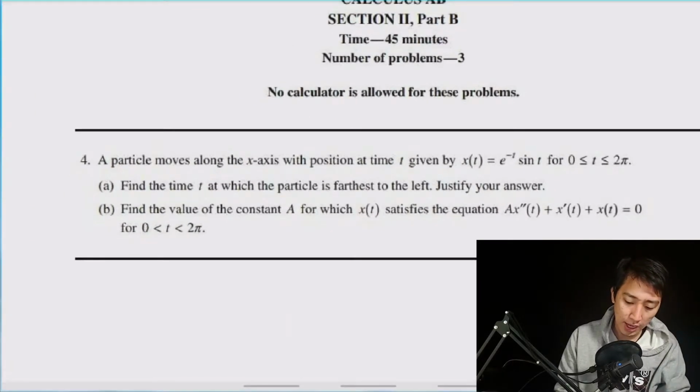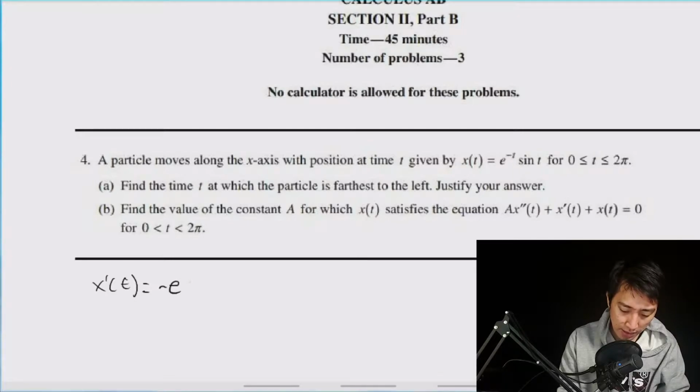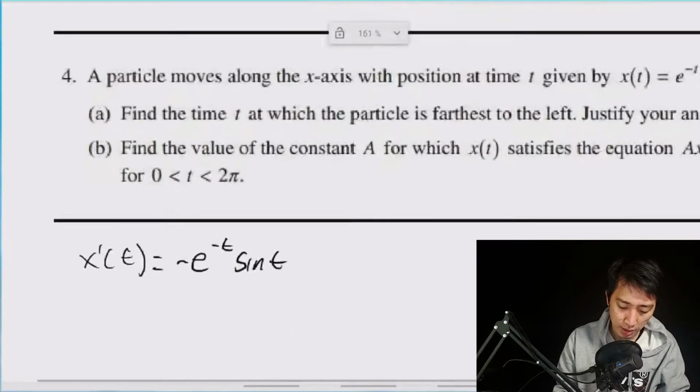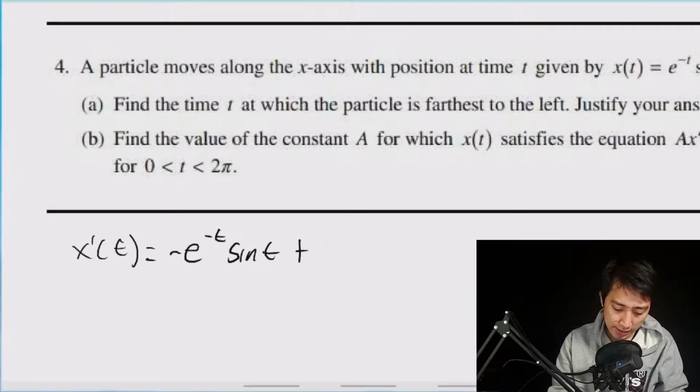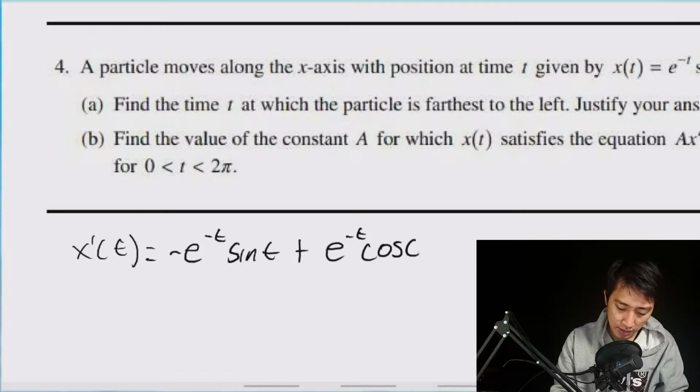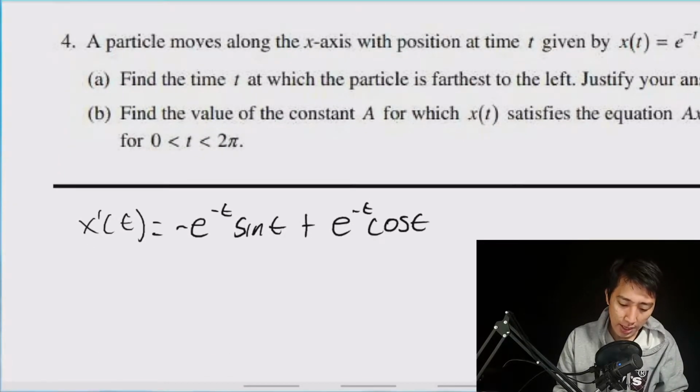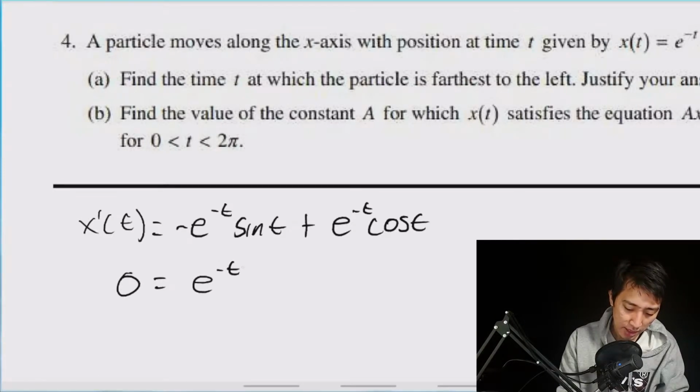So first thing we're going to have to do is find x prime of t. So x prime of t is going to be equal to negative e to the negative t sine t. We're going to use product rule here, plus e to the negative t cosine of t. And then my goal here is to set this equal to 0. So I'm going to factor out that e to the negative t, and then this is going to be left with cosine t minus sine t.